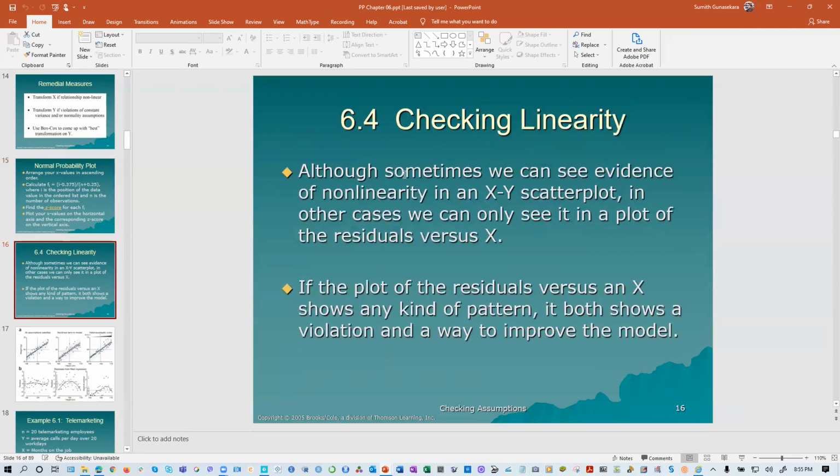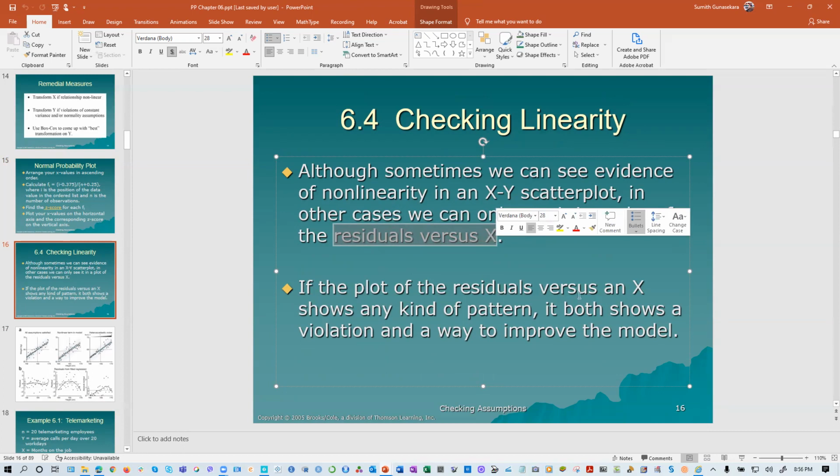And how to check the linearity? Although sometimes we can see evidence of non-linearity in an XY scatter plot. Scatter plot would tell you the non-linearity. In other cases, we can only see it in a plot of the residual versus X. If the plot of the residual versus X shows any kind of a pattern, it both shows a violation and a way to improve the model.